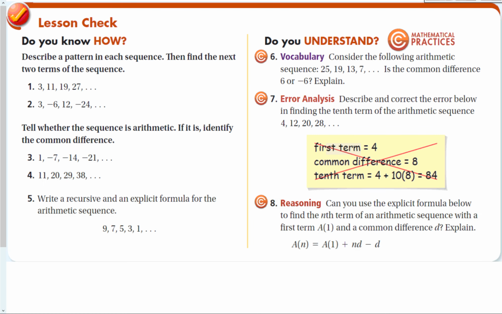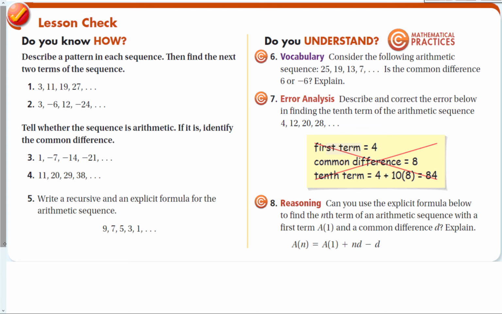Let's wrap this up with our lesson check. Describe the pattern in each sequence, then find the next two terms of the sequence. For this one, we're adding 8 to each of the previous terms, and the next two are 35 and 43. This one, we're multiplying the previous one by -2 to get positive 48 and negative 96. Number 3 is not an arithmetic sequence because the difference here is -7, but here the first one is -8. For number 4, it is, and the common difference is 9.